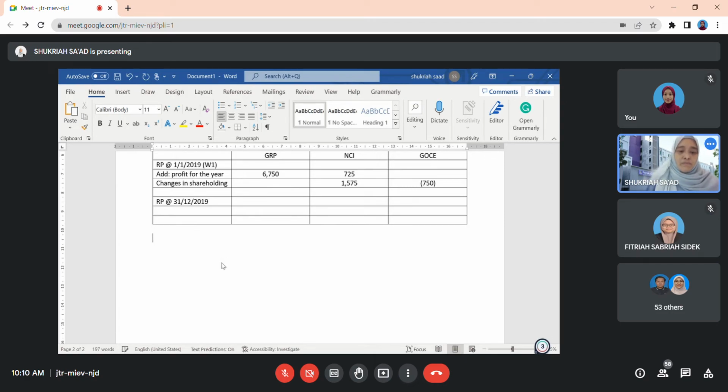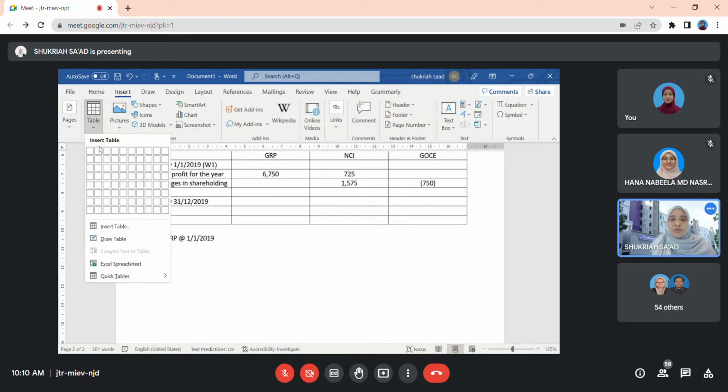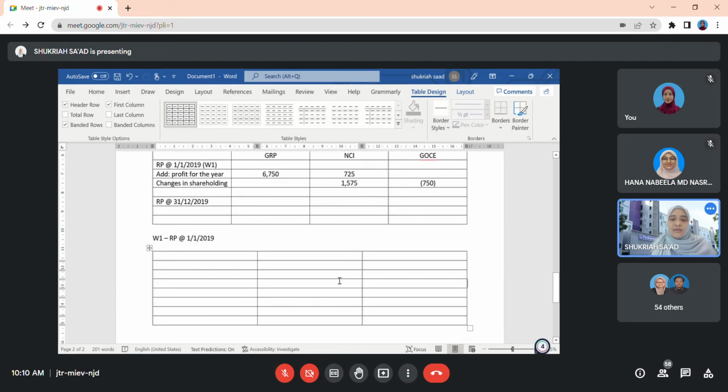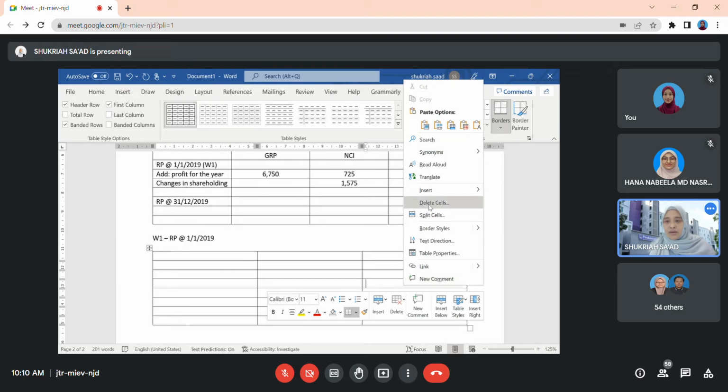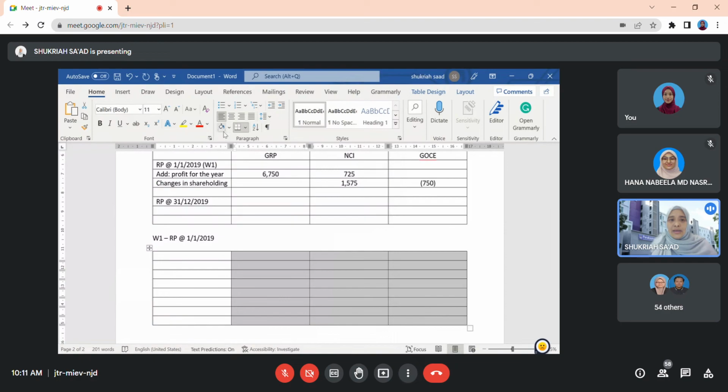So working one will be retain profit at 1st January 2019, dengan first one, retain profit of zigzag. Ataupun saya buat table. Saya insert table, saya buat dalam bentuk table. Okay, 3. Ini NCI. Ada satu lagi, sebab kita ada other component of equity. Saya buat bentuk dalam table ni, dia lagi organize sebenarnya.